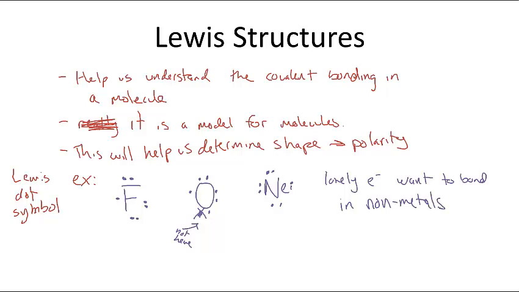So you start with these Lewis dot symbols, and then eventually you build Lewis dot structures. Symbols are for individual atoms of an element. Structures are for putting multiple atoms together.